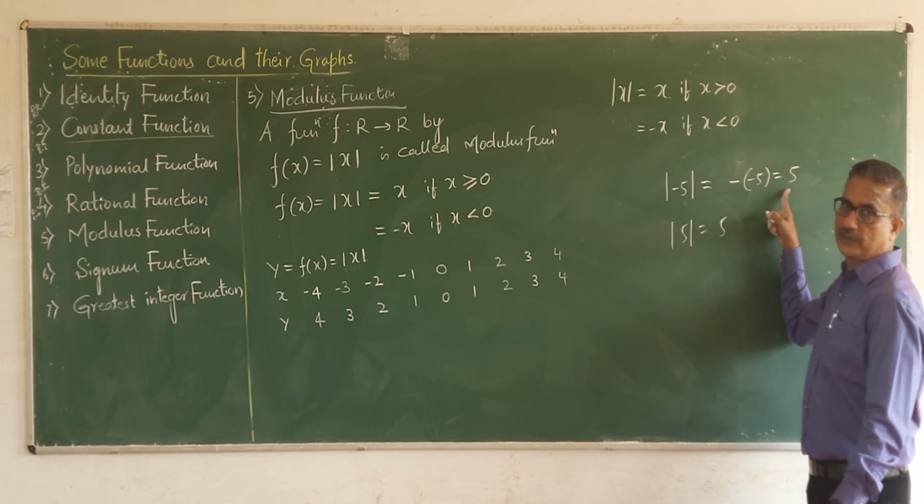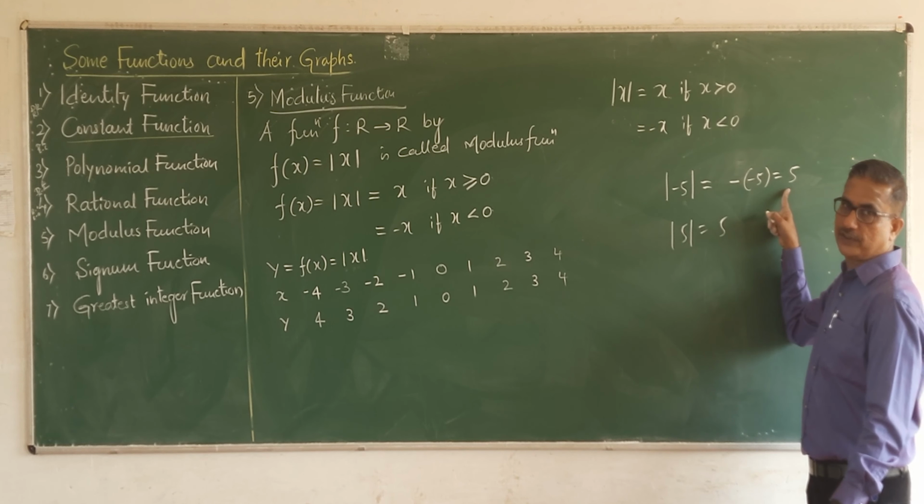So remember, define modulus function, draw the graph of modulus function, write the domain and range. That is 5-mark question. So definition: a function f from R to R is defined by f of x is equal to mod x, is equal to plus x if x is more than or equal to 0, mod x is equal to minus x if x is less than 0. This function is known as modulus function.